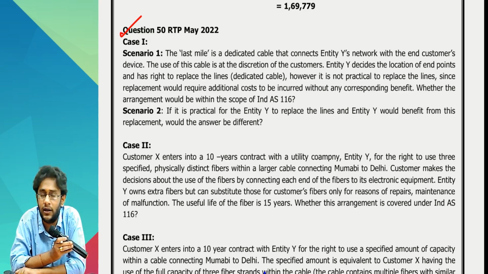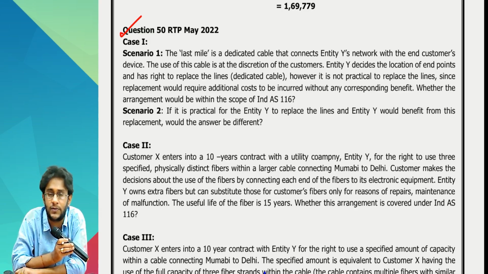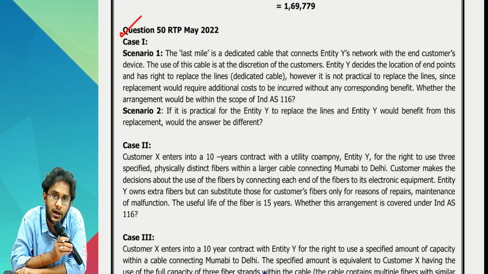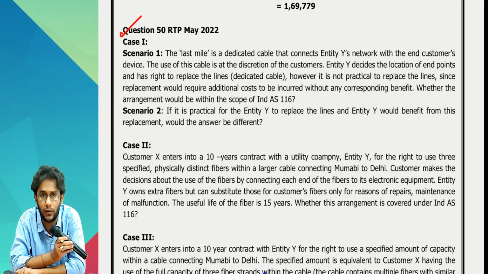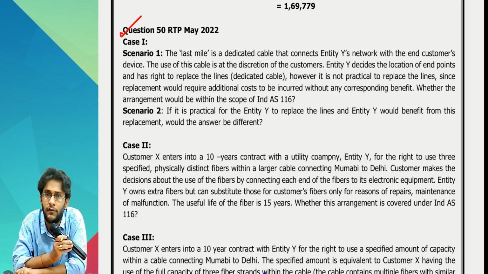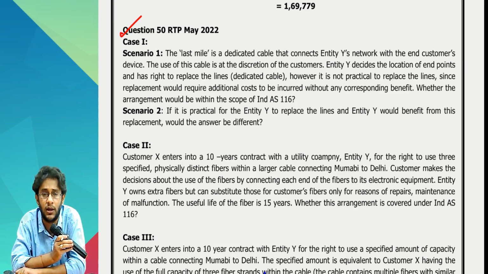Sir, if there has to be an identified asset, then the substitution rights of the supplier should not be substantive. That's what we have learnt. And when will you call them substantive? When he has the practical ability to substitute, plus because of that substitution he should be able to derive some economic benefit. But in this question, it is very clearly stated that he does not have any practical ability because the cost of replacement will be very high and he would not be getting any benefit because of replacement. So even though technically he has a right to substitute, that right to substitute is not substantive. Since it is not substantive, there is an identified asset.